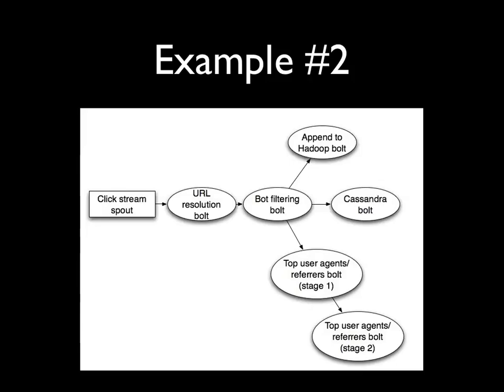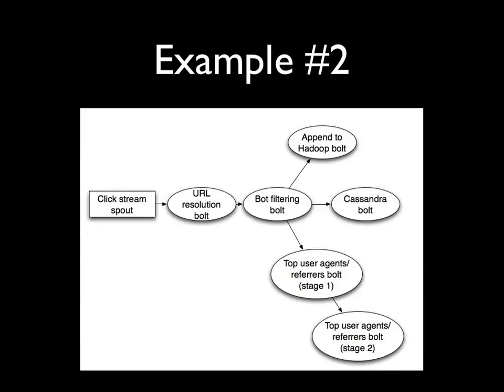So we get the clickstream. The clickstream just contains the short URL, but we need to know the actual resolved URL to do the statistics. So we have a bolt called the URL resolution bolt, which just maps a short URL to a long URL. And then we have a bolt which does bot filtering. Obviously advertisers don't care for bot clicks; they just want to know about actual humans clicking. So we do some filtering.